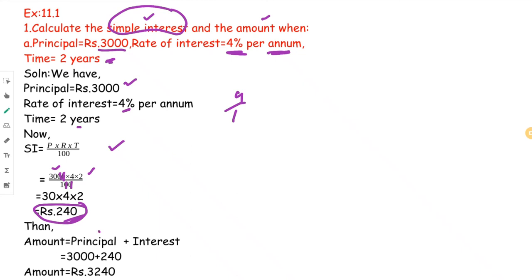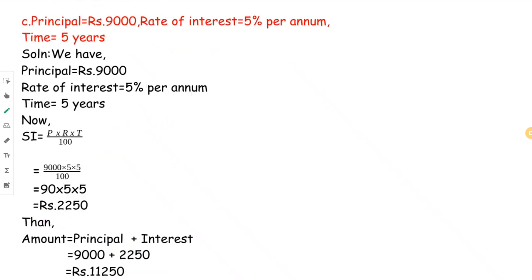So amount equals principal plus interest, right? Principal, how much? Rupees 3000. And then the simple interest, how much? 240. So the total amount at the end of 2 years will be equal to rupees 3240. Let's do one more. Same thing again. Principal is 9000, rate of interest is 5% per annum. Time, now how many years?